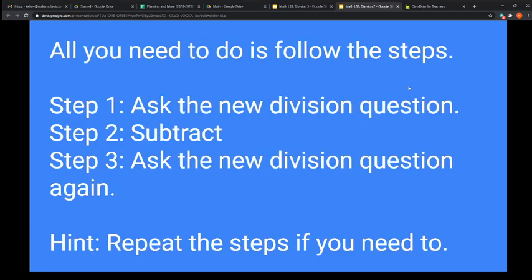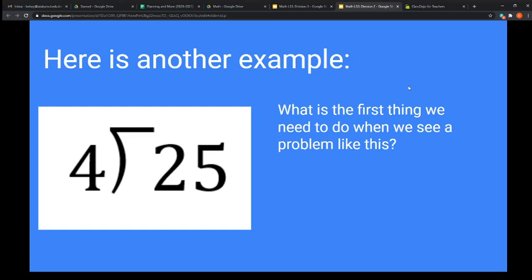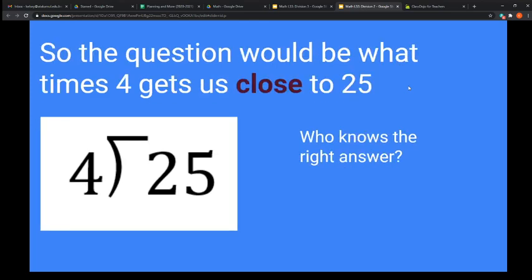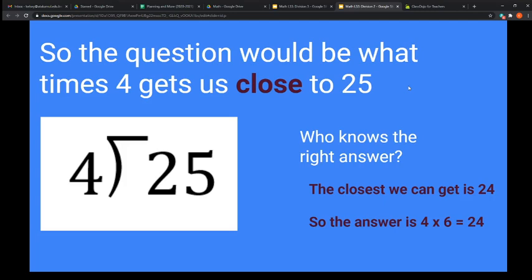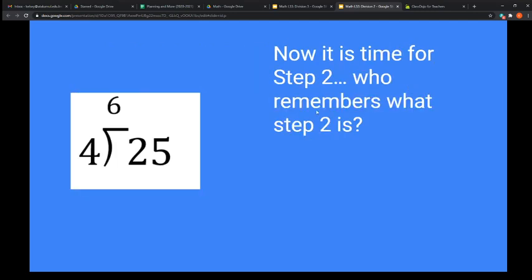All you need to do is follow the steps. Ask the new division question, subtract, and then ask the question again. Here's another example, 4 divided by 25. The first thing we need to do here, ask the new division question. So it would be, what times 4 gets us close to 25? And that answer is 24. So the answer is 4 times 6 equals 24. Because it is 4 times 6, the 6 goes right up top.